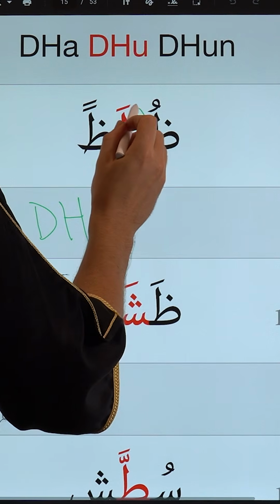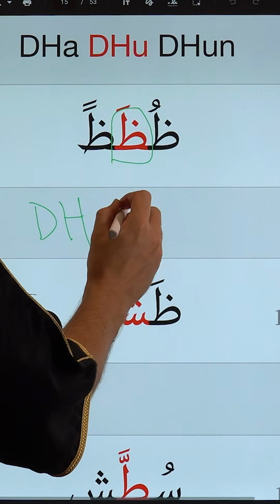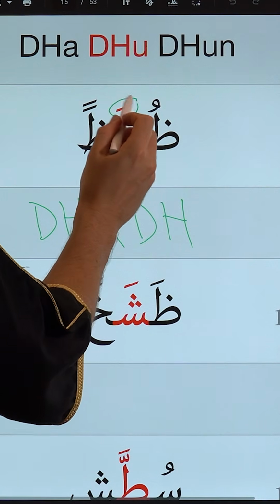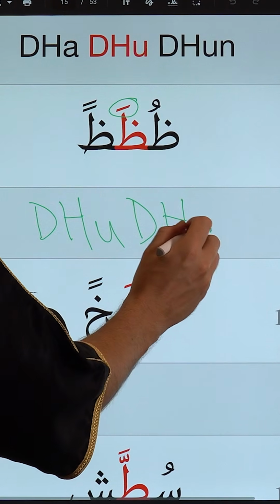The next letter is that sword-like shape with a dot above. So again, that is the letter Dha. The haraka is a line above, so that is a fetha, so we write an A for the fetha.